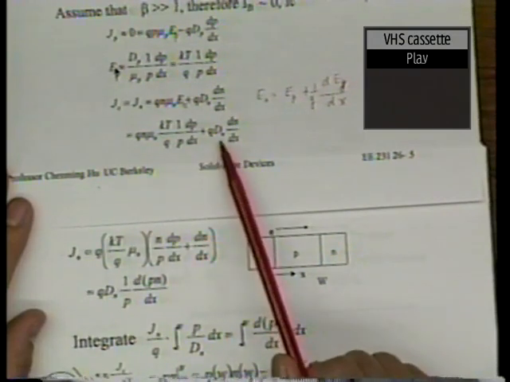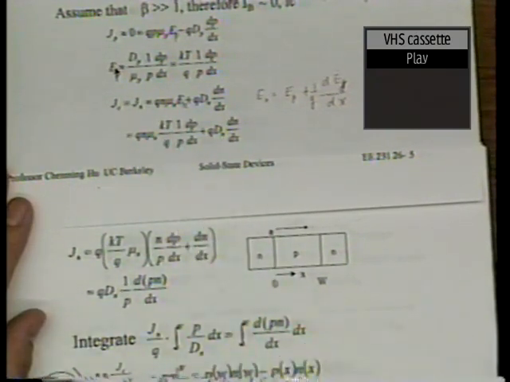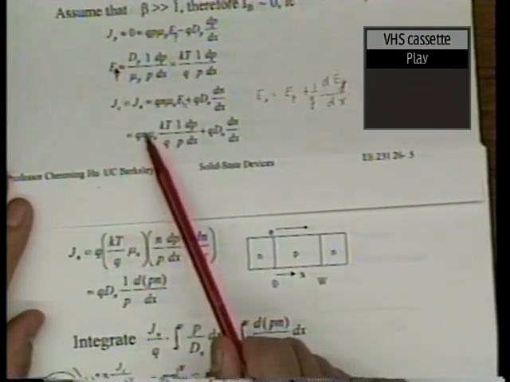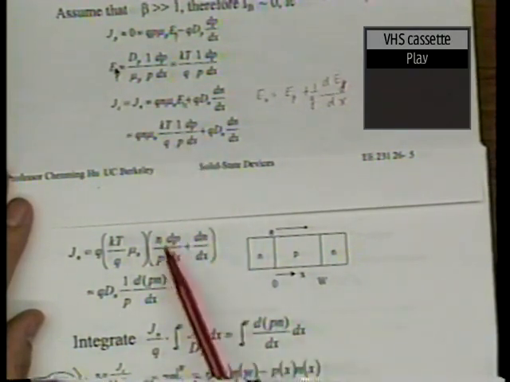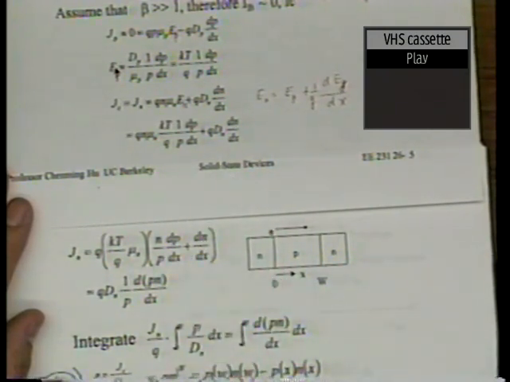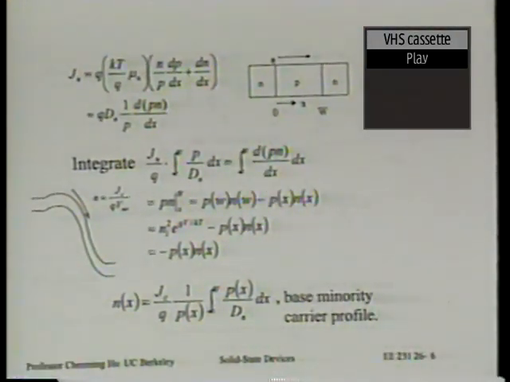You ask, what about here? Well, do you remember Einstein's relationship? Dn is equal to kT over q times mu n. Is that right? So take that out. Then what you have here is n over p dp/dx, n over p dp/dx, and here you have dn/dx, dn/dx. So we just collected terms and end up with this new equation.